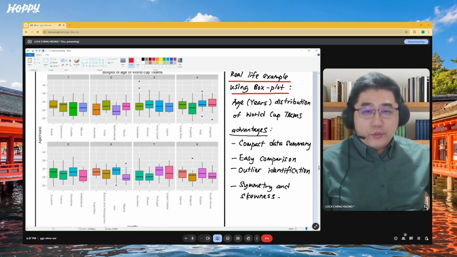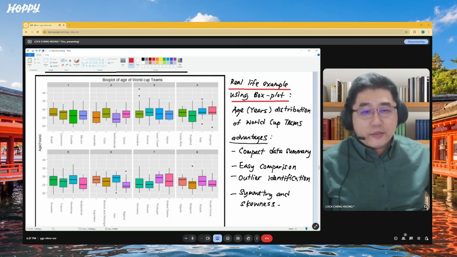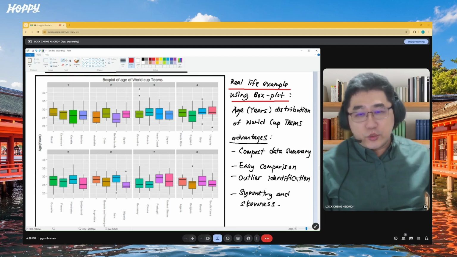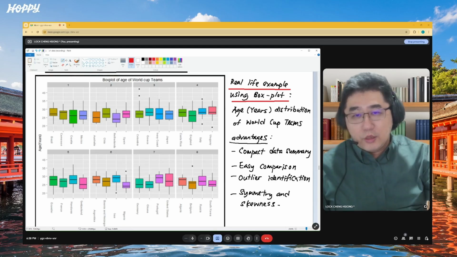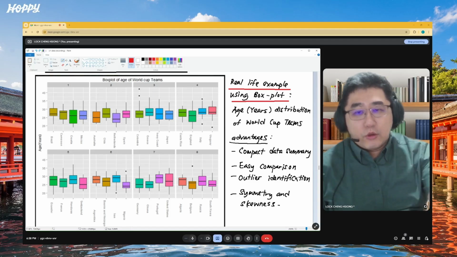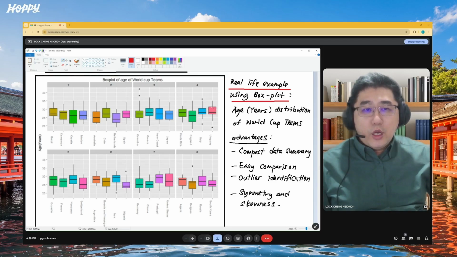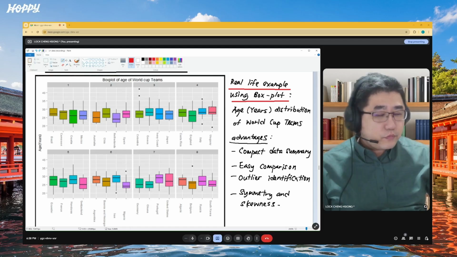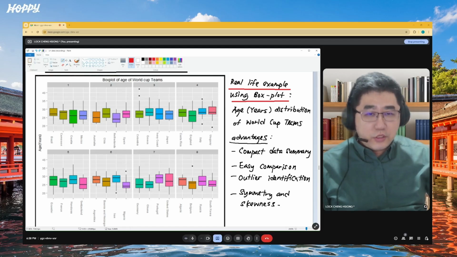So what is the theory of it? It's a compact data summary. It helps us do easy comparison between the data. We can identify outliers, for example the black dot here. We can easily tell the symmetry and the skewness. You can see the green one, they are about the same, about symmetrical. But you can see the pink one is longer on this side, so that gives you a positive skew.